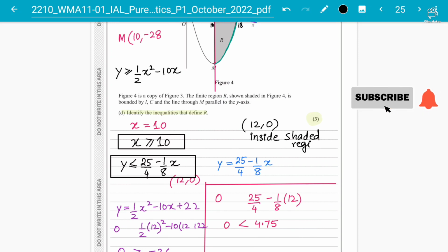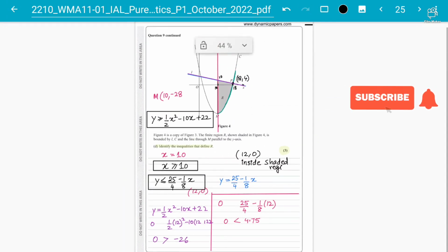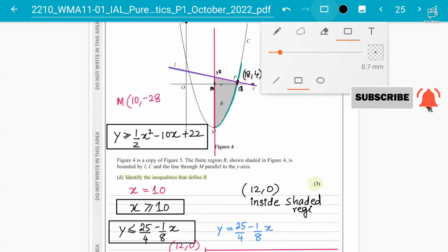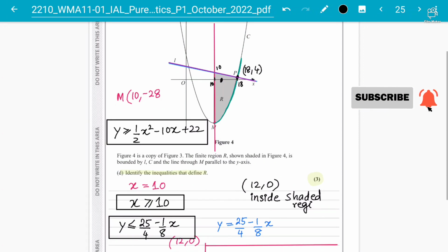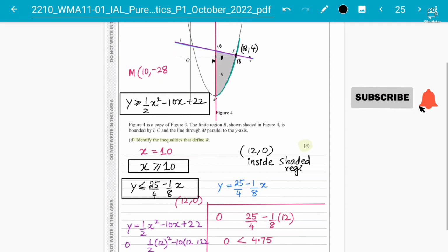Okay, so everyone got this. This is going to be our final answer, and this will be the end of the part 3 paper session, students. Because I took this point, all of this satisfies. So 0 is greater than minus 26, which means that y is greater than this expression, half x square minus 10x plus 22.